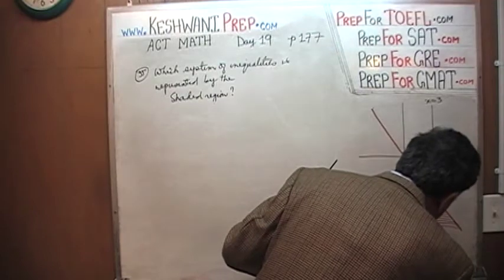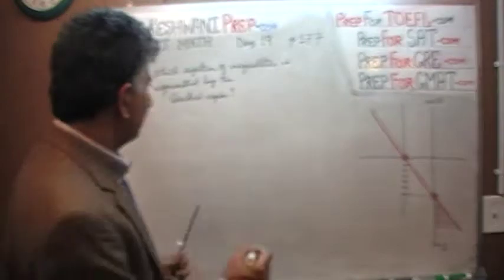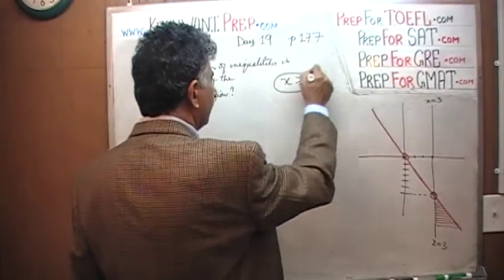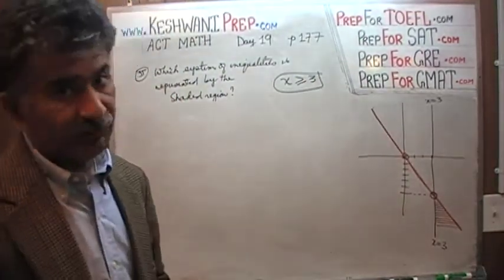x is equal to 3, and it falls to the right of it, which means the correct answer, whatever it is, must contain this inequality. It must say x has to be more than or equal to 3. If we find any answer choice that contradicts this, it is the wrong answer.